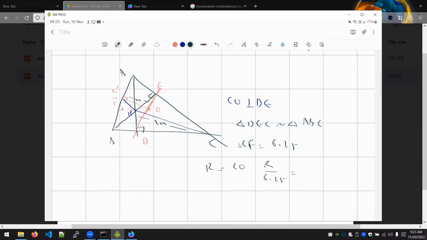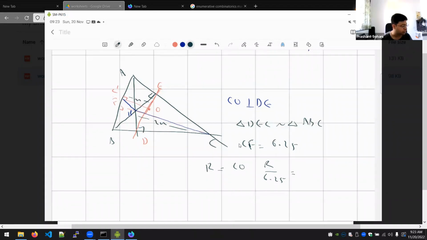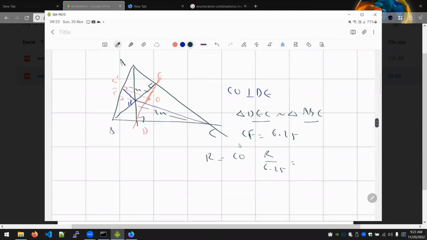And so circumradii are also in proportion of the similar triangles. So you're using that the circumradius of DEC and circumradius of ABC should be in the same proportion. Yes, sir. It is equal to X upon R. So R upon 6.25.